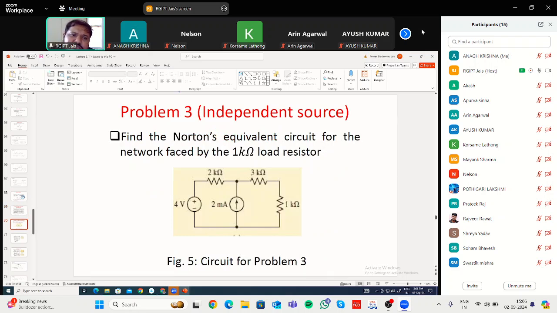A small example here. What is given? Find the Norton's equivalent circuit for the network that is faced by the 1 kilo ohm load resistance. So this is your load resistance. You are interested in finding out the voltage across this 1 kilo ohm resistance, or the current that is flowing through this resistance.